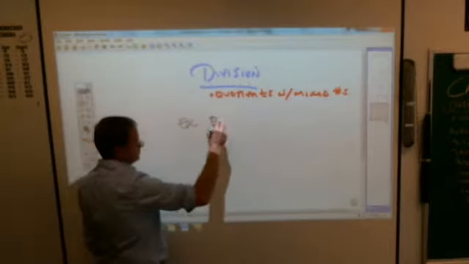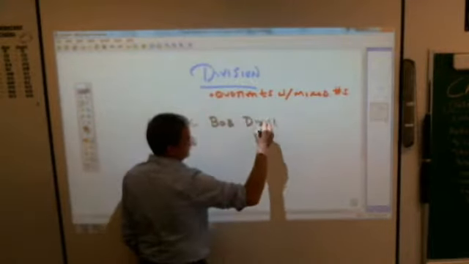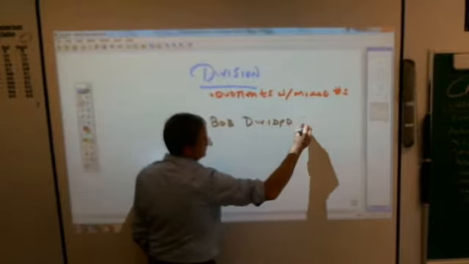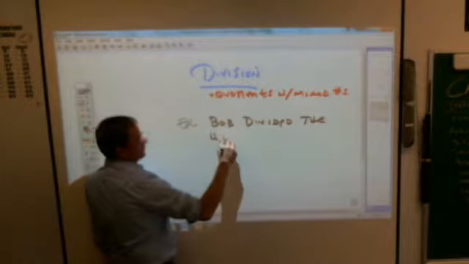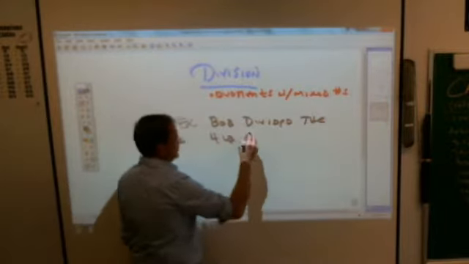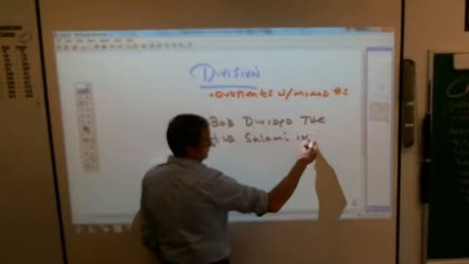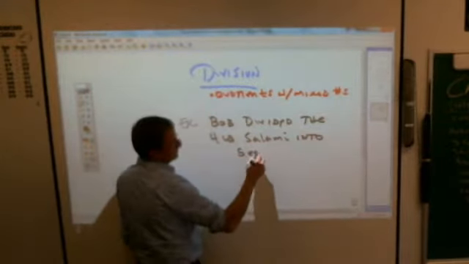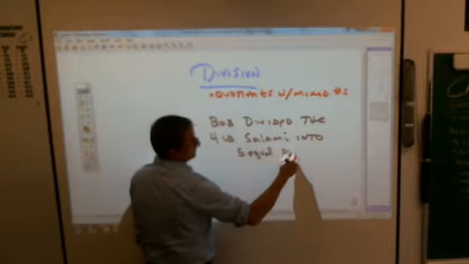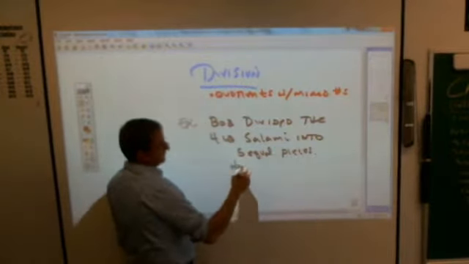Bob divided the 4-pound salami into 5 equal pieces. How big was each piece?